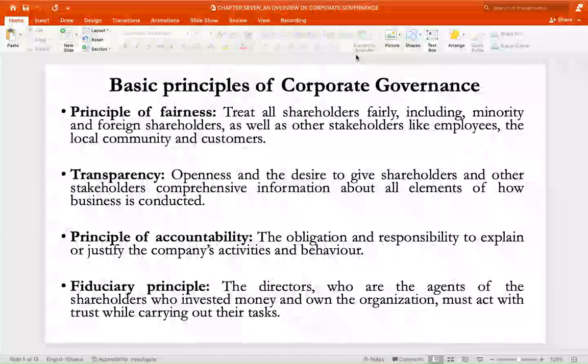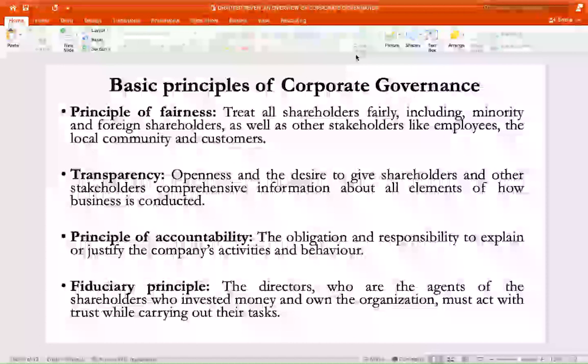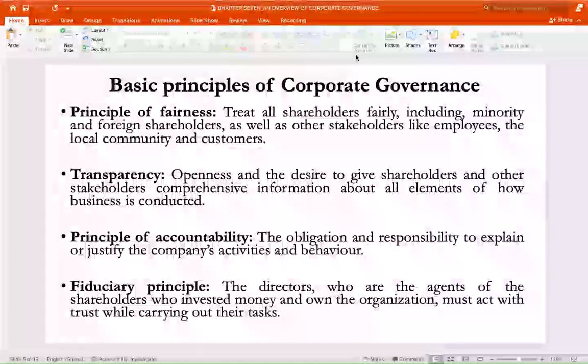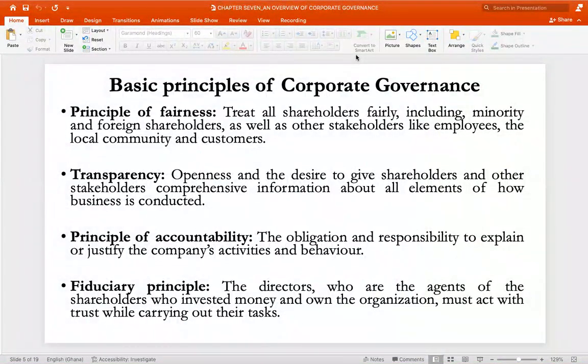Then it's also hinged on the principle of transparency. It says openness and the desire to give shareholders and other stakeholders comprehensive information about all elements of how businesses are conducted. So it is important that you make the information available to shareholders and all other stakeholders. If you remember, we said corporate governance started in the first place because of the agency problem: the agent might act in a way that conflicts with the interests of the shareholder. Normally this only takes place when there is no transparency. The principal, the investor or shareholder, doesn't get to know what is happening, and so the agent can take advantage of that.